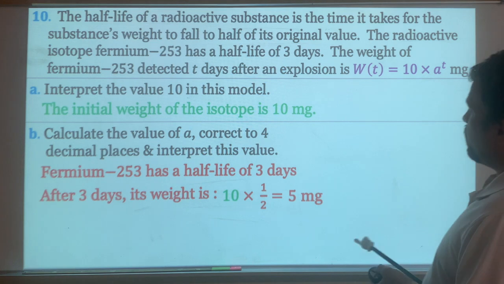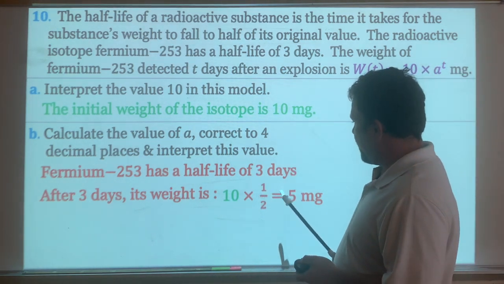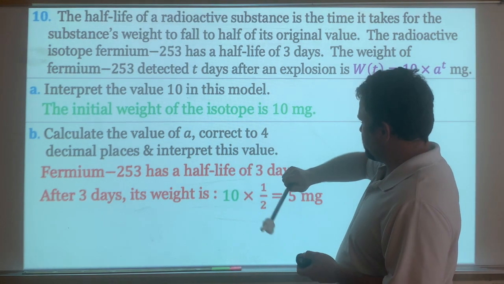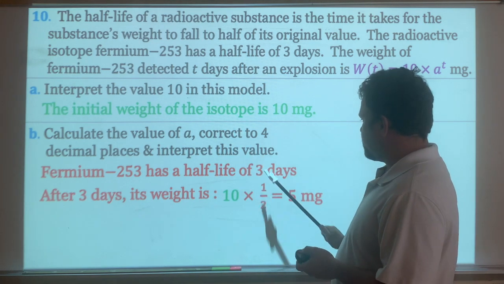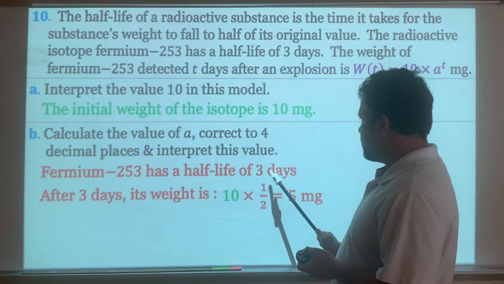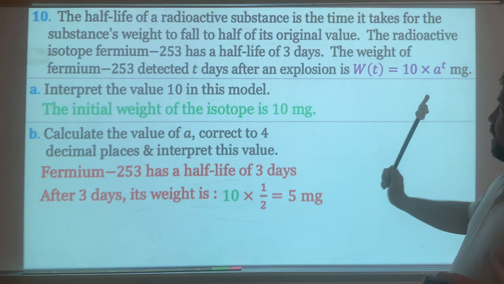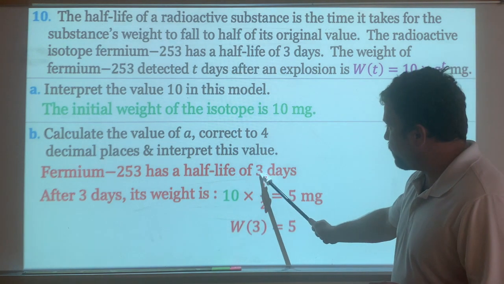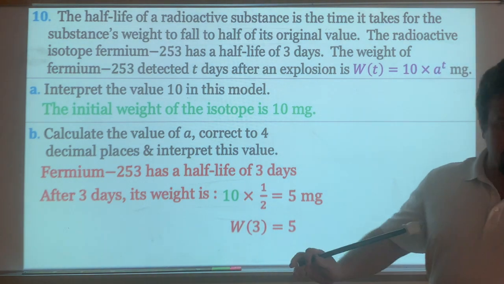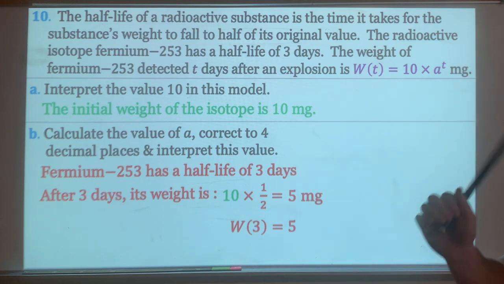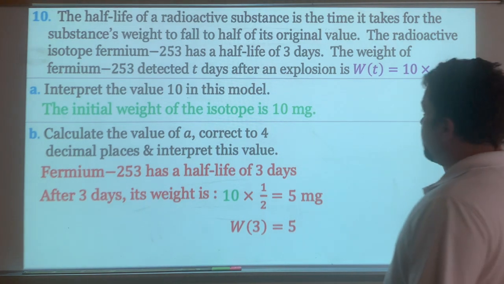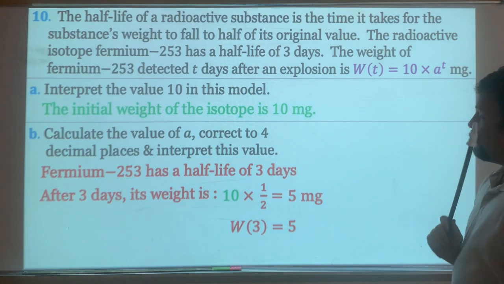Okay? So our point is going to be, after 3 days, the weight is 5 milligrams. So now I know W of 3 equals 5. I got myself a point. Because I got myself a point, what can I do? I can plug that point in there and solve for A.